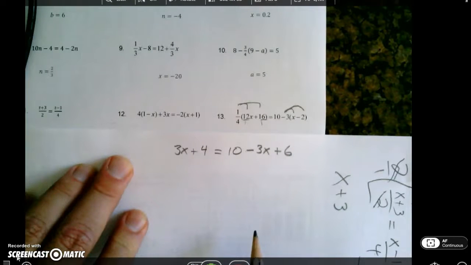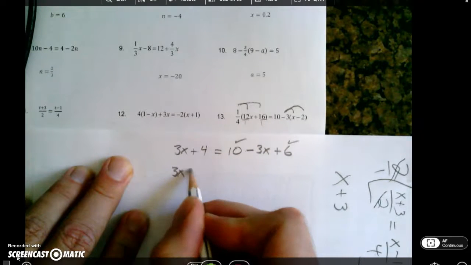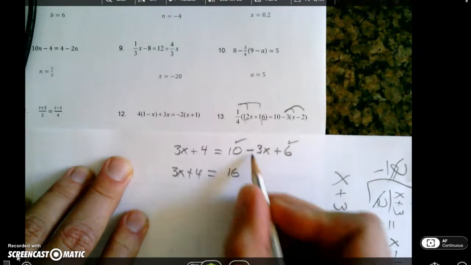Okay? So now what do we got? Well, we got some like terms to combine, perhaps. So 3x plus 4 equals 10, and 6 is 16 minus 3x.